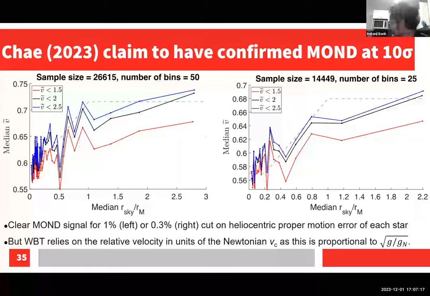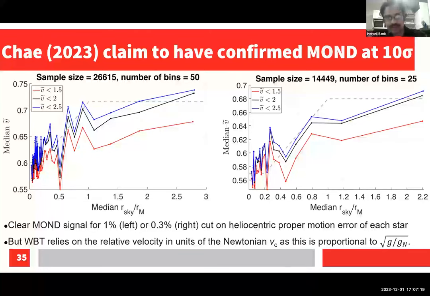So in the last 5 or so minutes, I'll explain briefly what happened with Chae's claim to have confirmed MOND at 10 sigma confidence. If you plot the median V tilde against the median R sky by Rm, there is a clear signal which looks very much like MOND. And by the way, it's easy to argue that a flat line can't fit the data at 10 sigma confidence. That may well be correct. I'll get on to what the problem is in a sec.